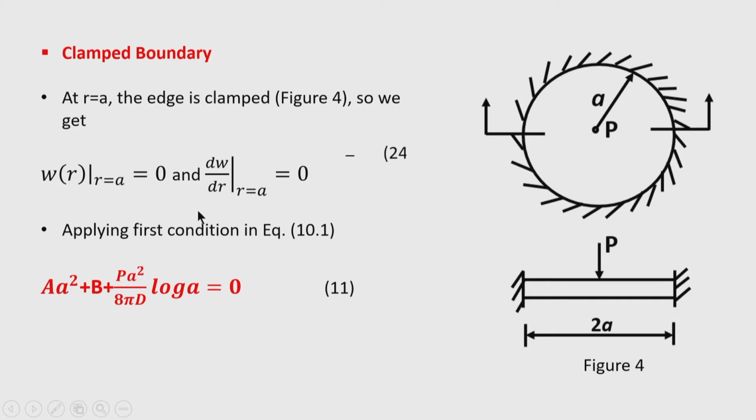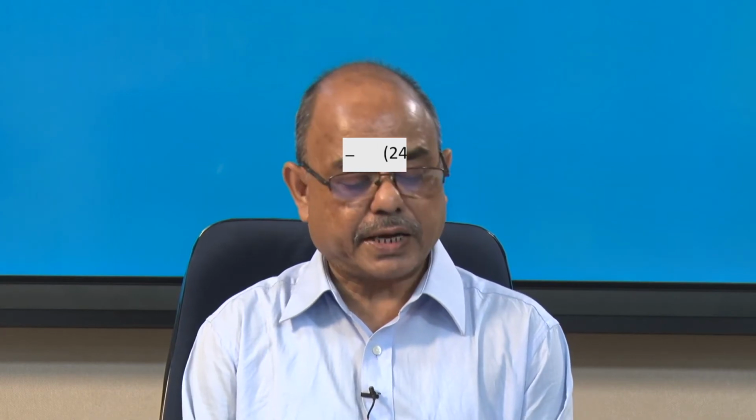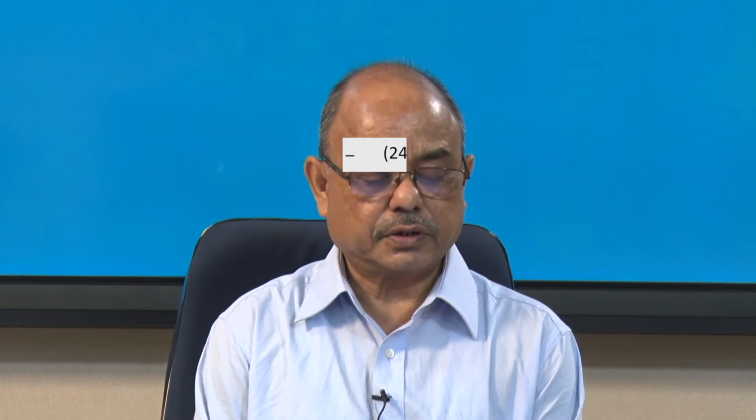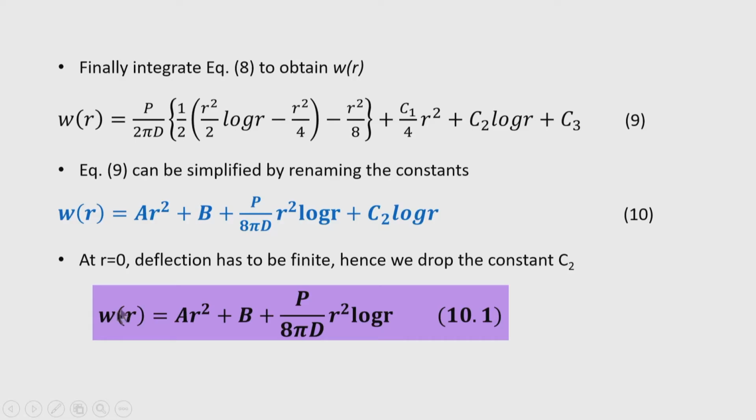The second equation has to be obtained by applying the condition on slope. At the clamped end, the slope along the radial direction is 0. So, the first derivative of W is 0. Since the expression for W is now known in terms of constants, we can obtain the first derivative of W.